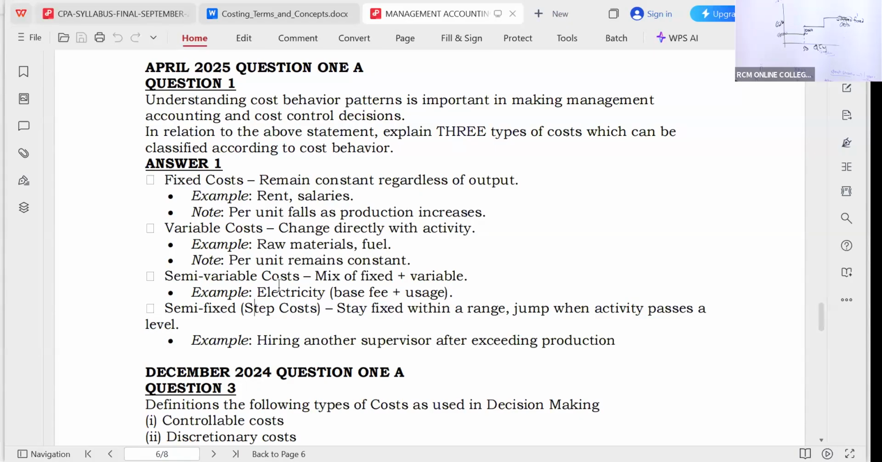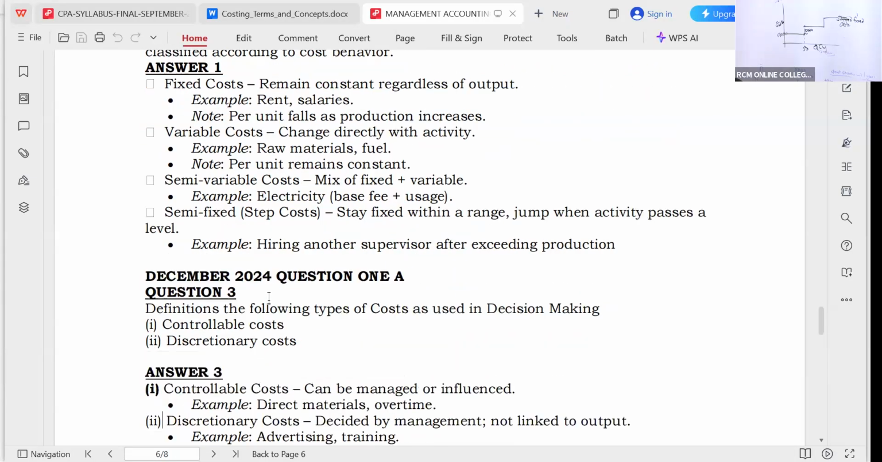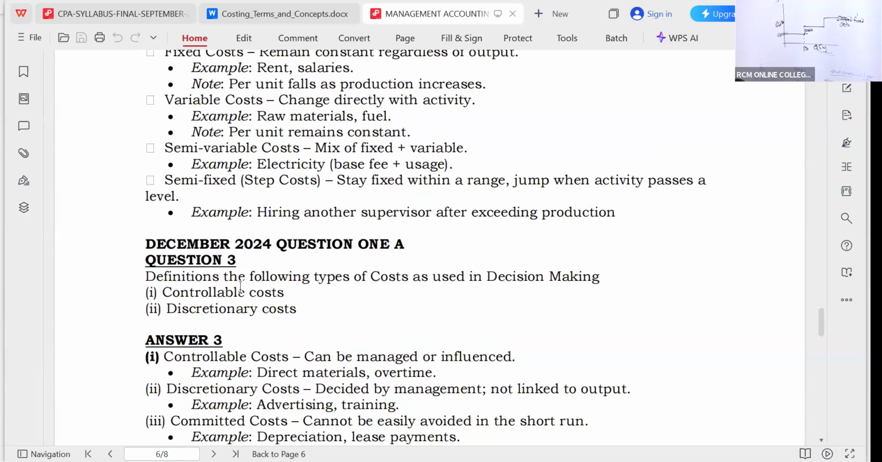So that I should be able to go to December 2024. Question number 1A. They want us to define what controllable costs are and discretionary costs.